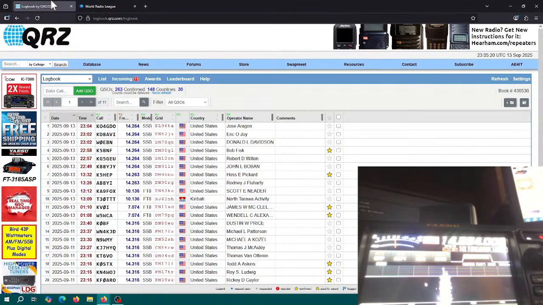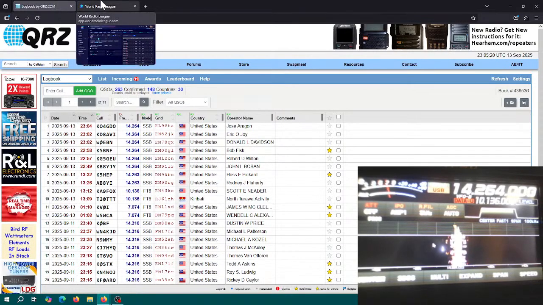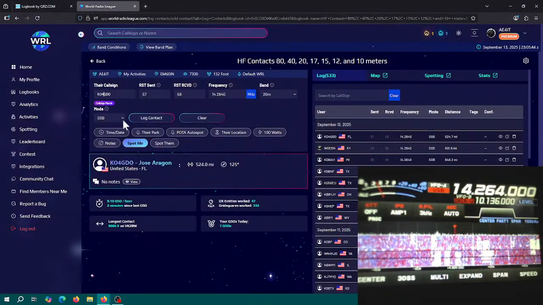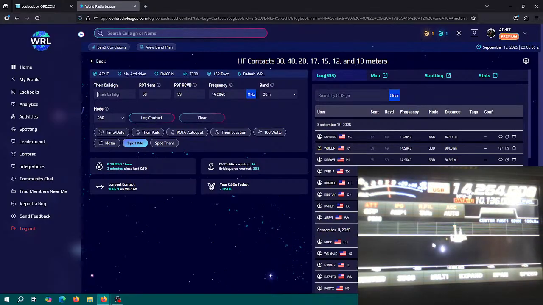And QRZ, this is Alpha Echo 4 India Tango calling CQ on 20 meters, and standing by for any calls. Calling CQ. This is Alpha Echo 4 India Tango. Calling CQ, and standing by for any calls.